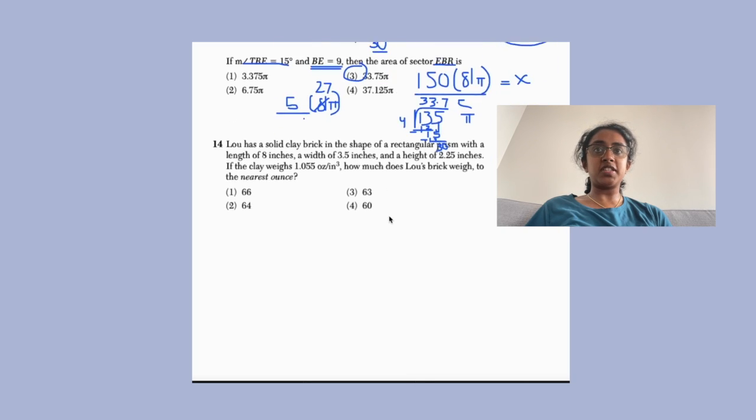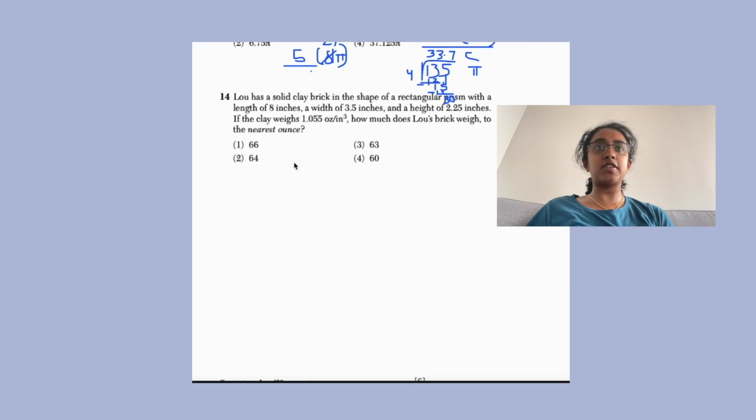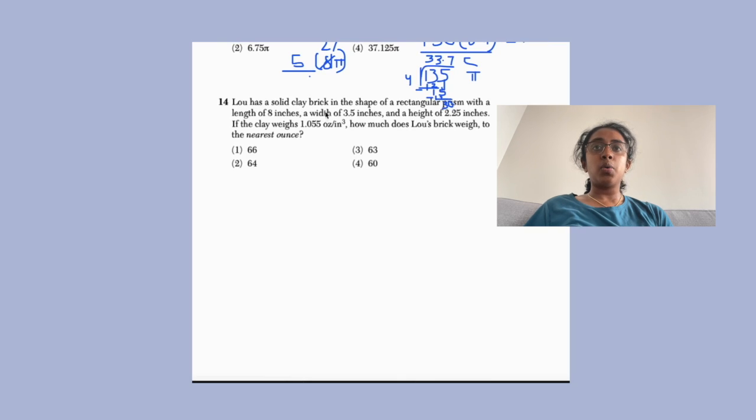Now let's move on to 14. Lou has a solid clay brick in the shape of a rectangular prism with a length of 8 inches, a width of 3.5 inches, and a height of 2.25 inches. If the clay weighs 1.055 ounces per inch cubed, how much does Lou's brick weigh to the nearest ounce?